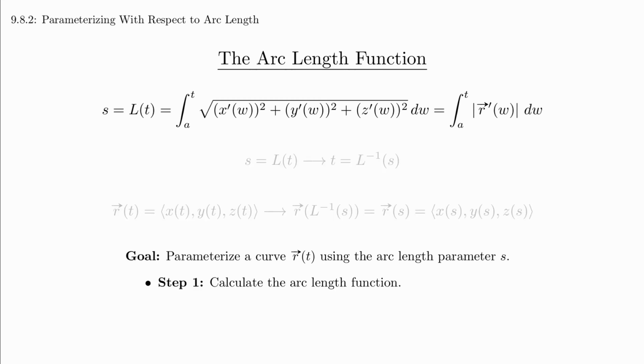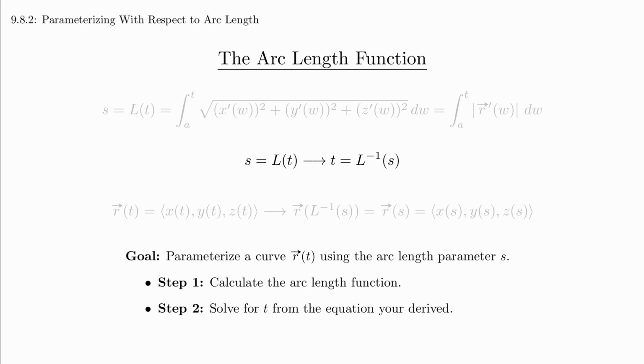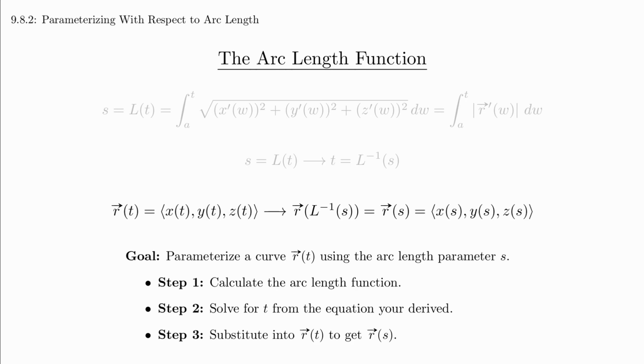The first step is to calculate the arc length function. This will give you an equation of the form s equals something in terms of t. The next step is to solve for t from this function so that you end up with the equation of the form t equals something in terms of s. The last step is to just plug this into the original formulas so that your curve is parameterized with the variable s. These are the steps that we're going to follow in the upcoming example.